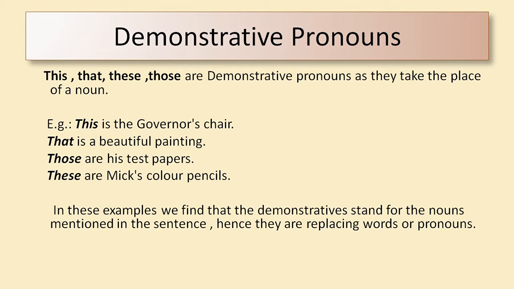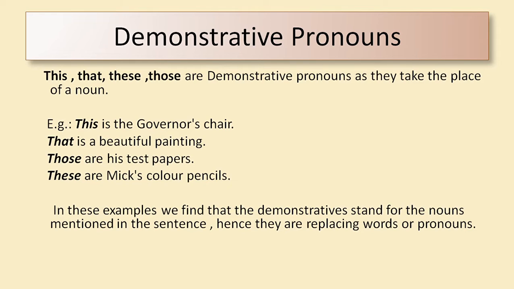Next, we shall learn about demonstrative pronouns. This, that, these, those are demonstrative pronouns as they take the place of a noun. For example, this is the governor's chair. That is a beautiful painting. Those are his test papers. These are Mike's color pencils.